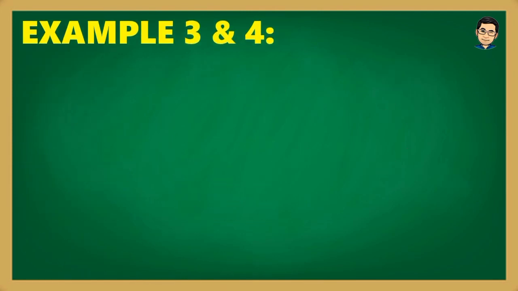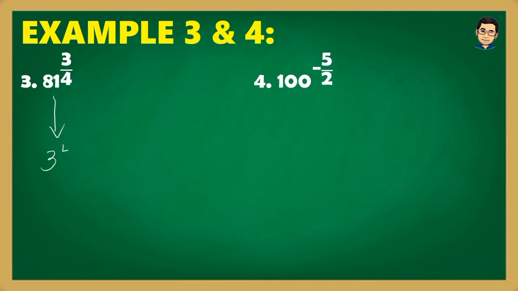So, let's have example number 3, 81 raised to 3/4. So, express natin siya into exponential form. So, yung 81 po, pwede siyang express as 3 raised to the 4th power. And that is 3 times 3, 9 times 3, 27, and another 3, 81. And then raised to 3/4.